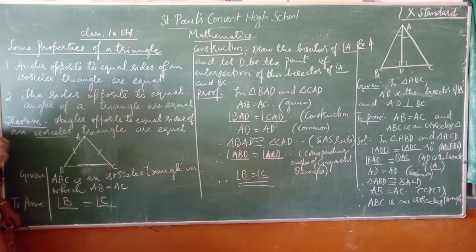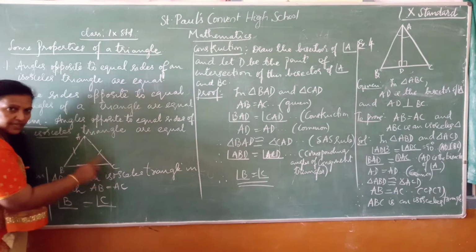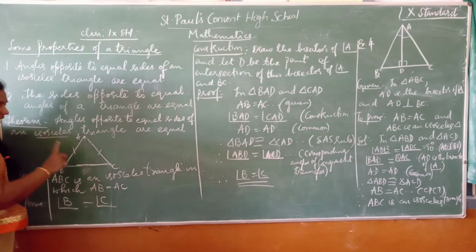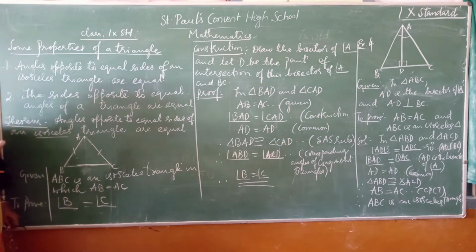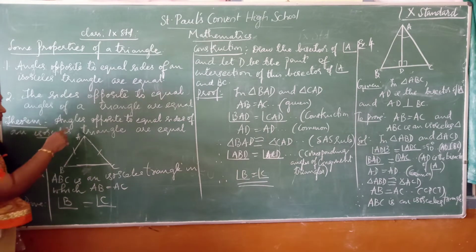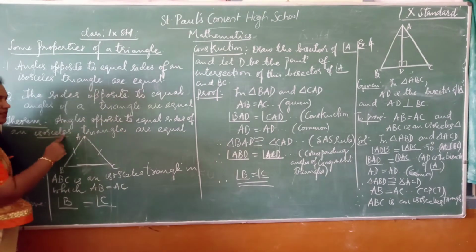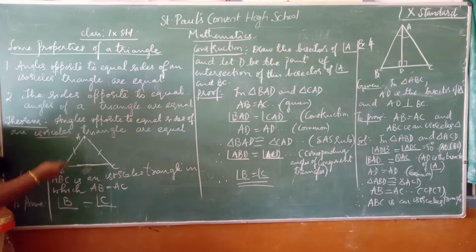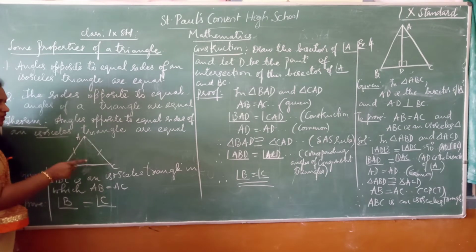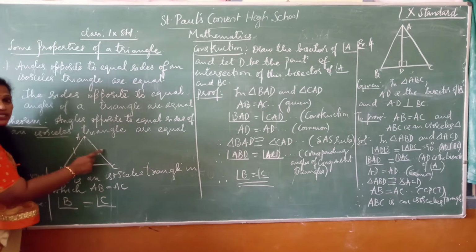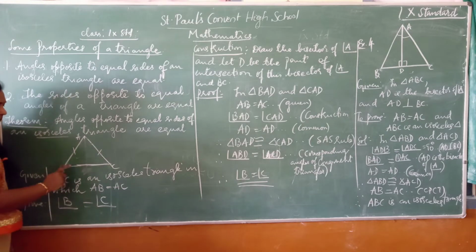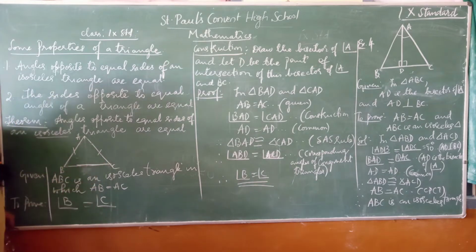So what is given in the statement is ABC is an isosceles triangle and AB is equal to AC. This is given. And what are you supposed to prove? Angles opposite to equal sides of an isosceles triangle are equal. So which are the angles? Angle B and angle C, which are opposite to the two equal sides. So you have to prove that angle B is equal to angle C.